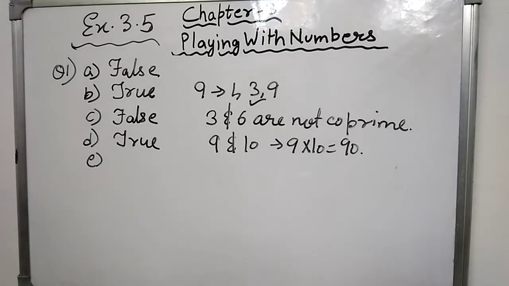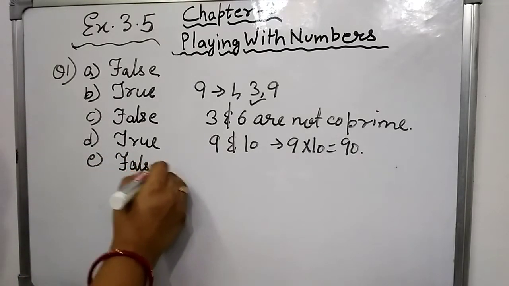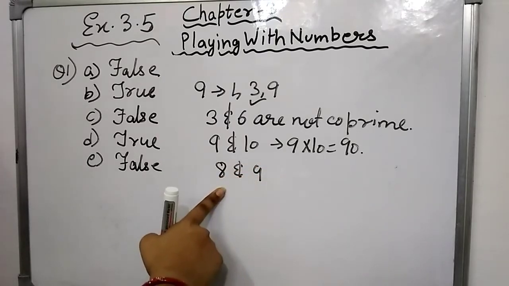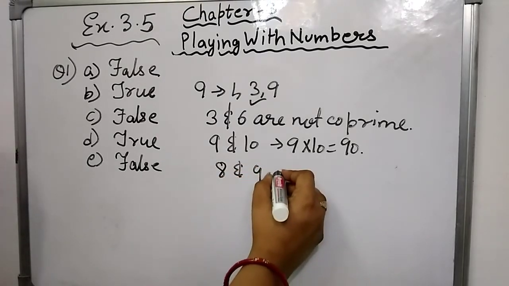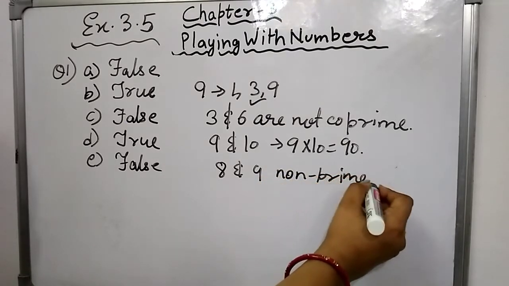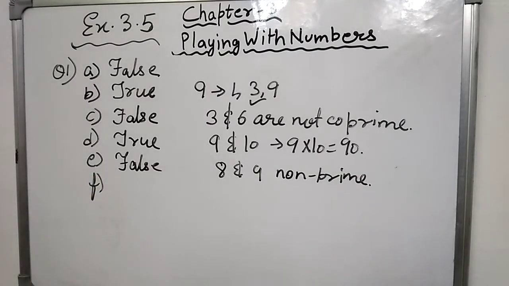Next is, if two numbers are co-prime, at least one of them must be prime. This statement is false. As we can see, 8 and 9 are co-prime numbers, but both of them are non-prime. So it is not necessary that at least one of them should be prime. It is not true.